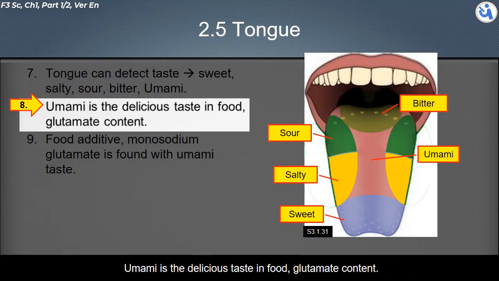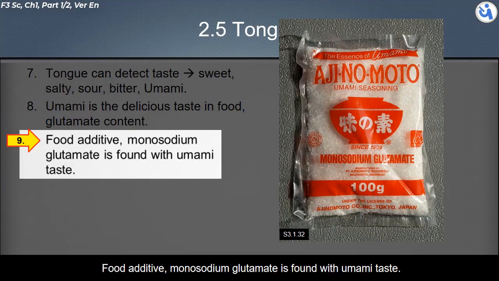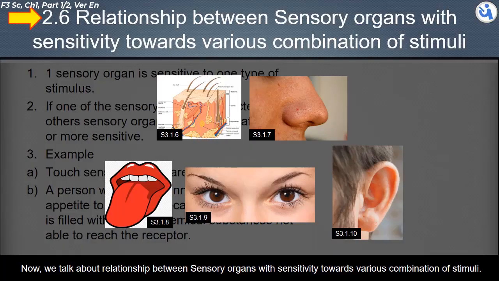Umami is the delicious taste in food; it comes from the glutamate content. The food additive monosodium glutamate is found with umami taste. Now, we talk about the relationship between sensory organs, with sensitivity towards various combinations of stimuli.